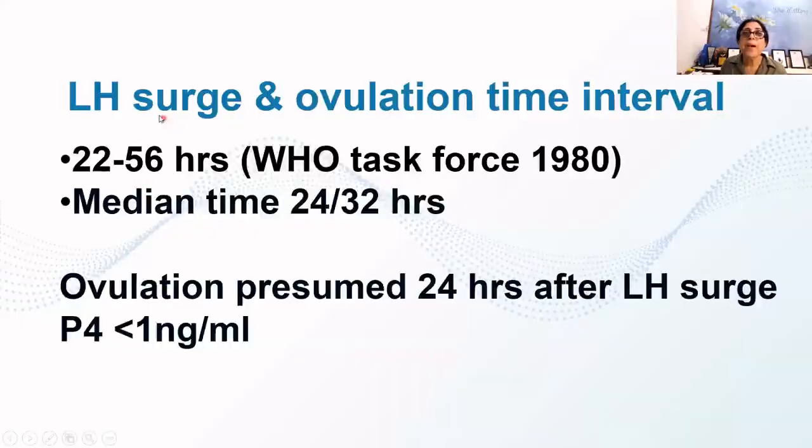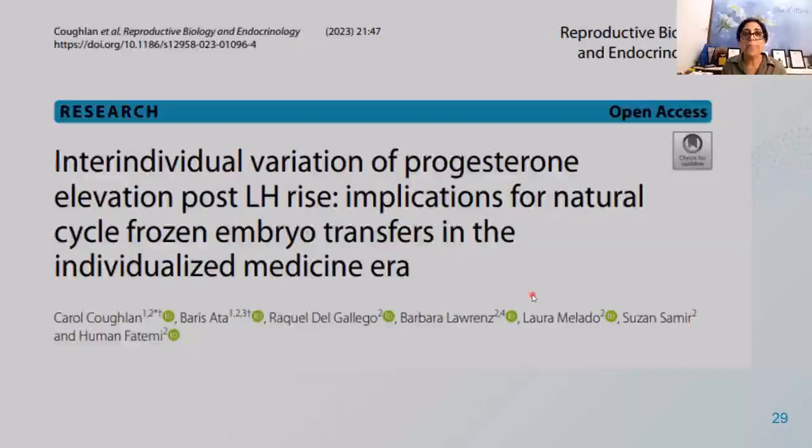Then you have decided, okay, this is the LH surge in your practice, whatever figure you take, maybe 18, 19, 20, whatever. Then how do we know after how much time ovulation is going to occur? Now, the magic figure which we have in mind is a median time that comes from a WHO task force, that the median time from LH surge to ovulation is 24 to 32 hours. That is, ovulation is presumed 24 hours after the LH surge.